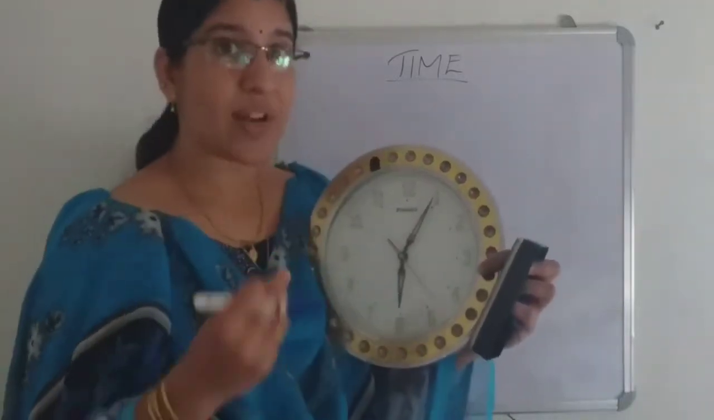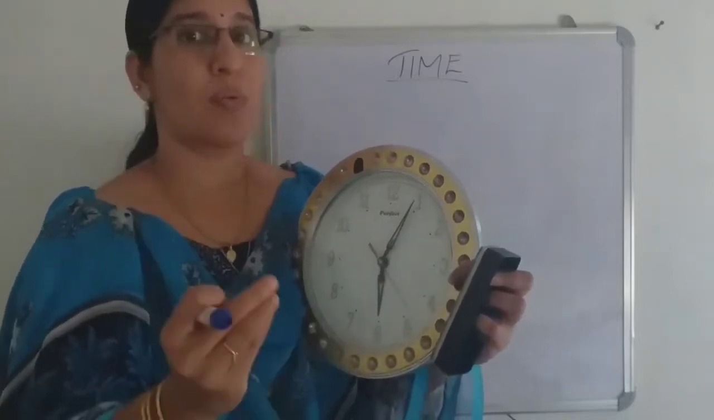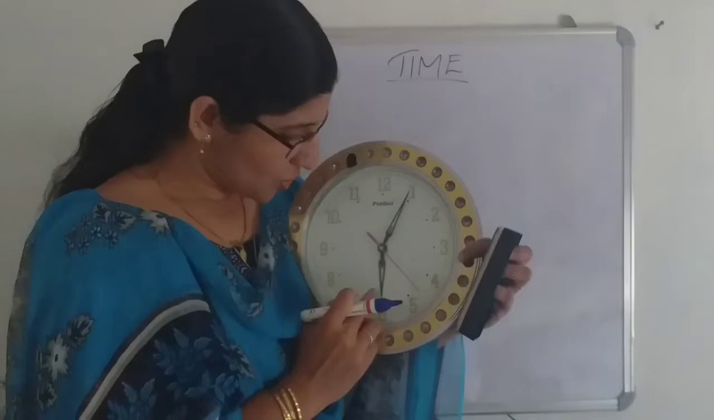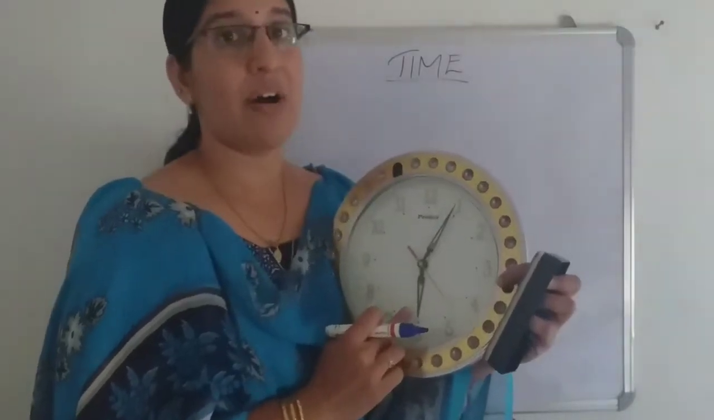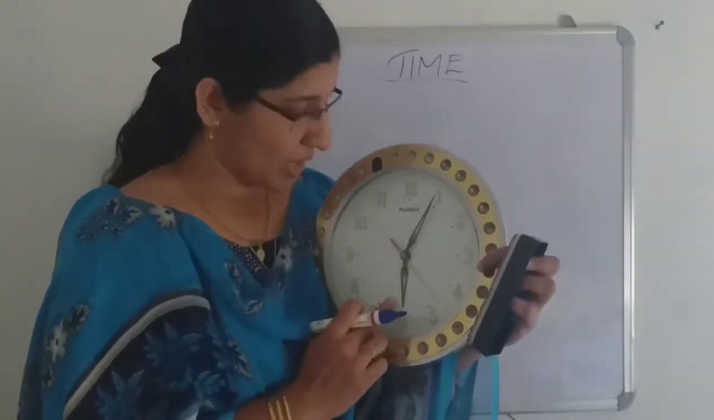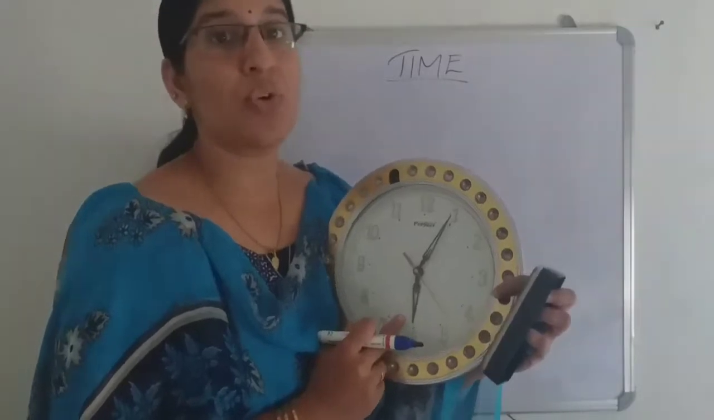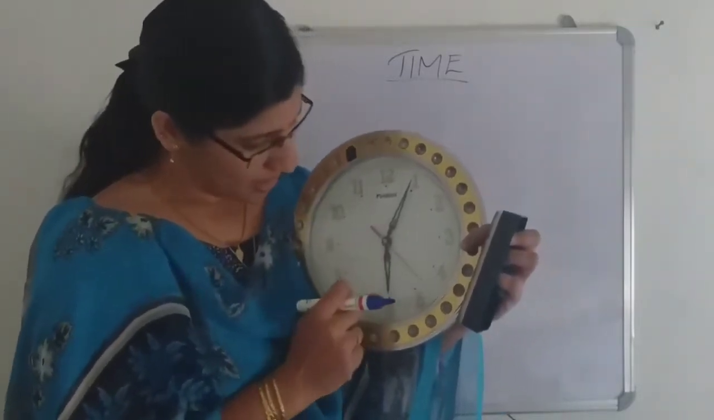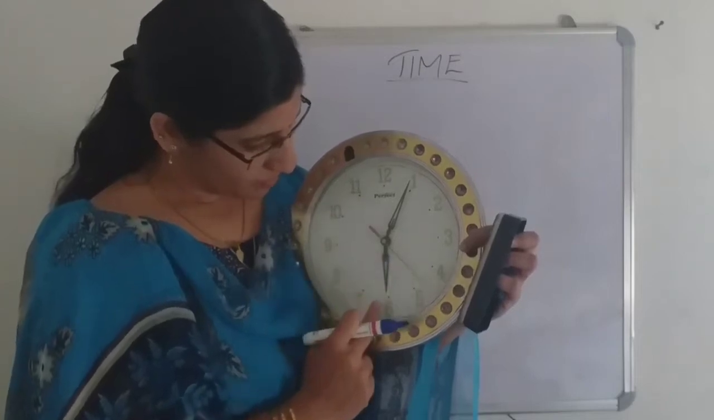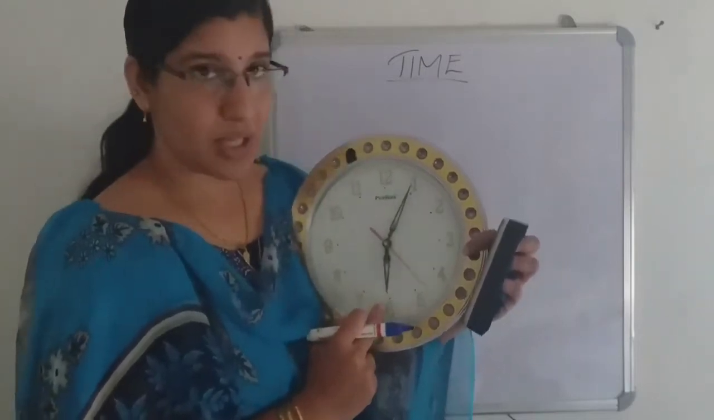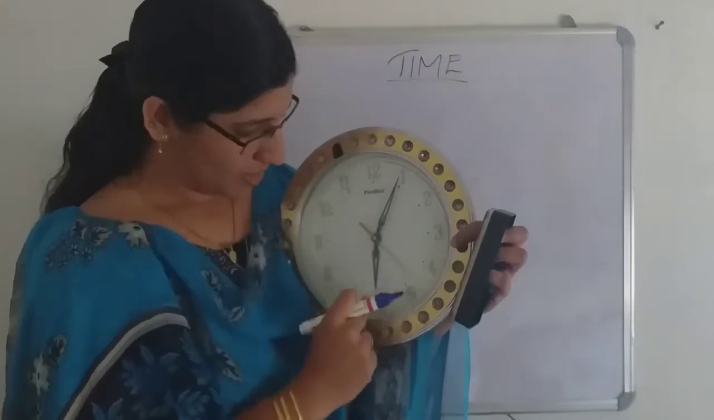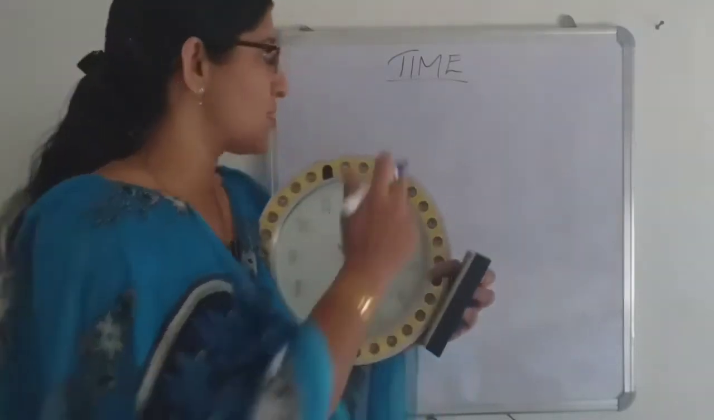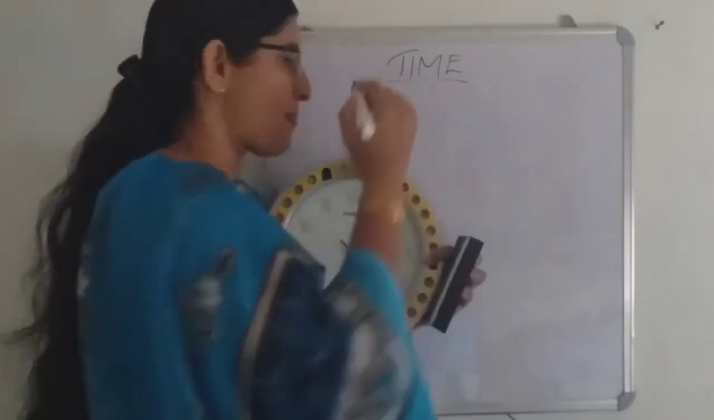Whenever we are looking at a clock or a watch, how will you see the time? First you need to look at the hour hand. The short needle you need to look at. The short needle is standing near which number? Yes, it's 6, isn't it? Pointed to 6. So we can write 6.